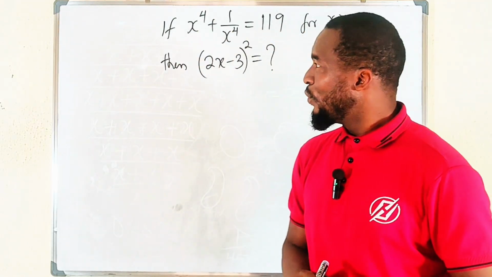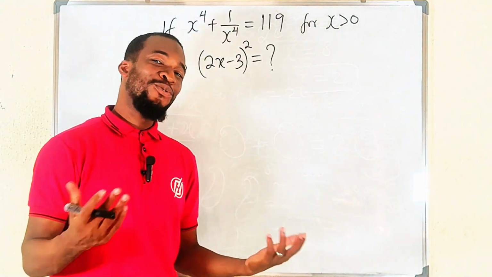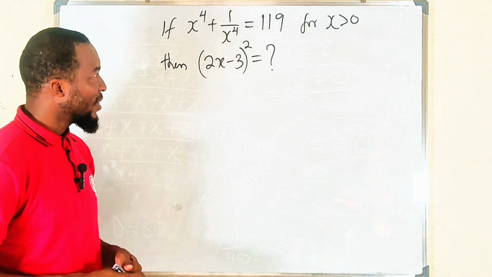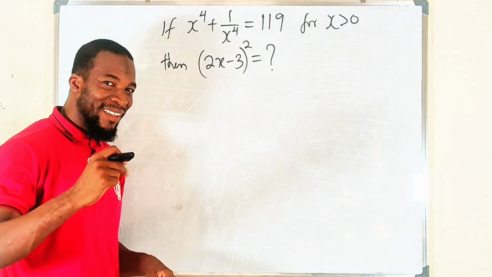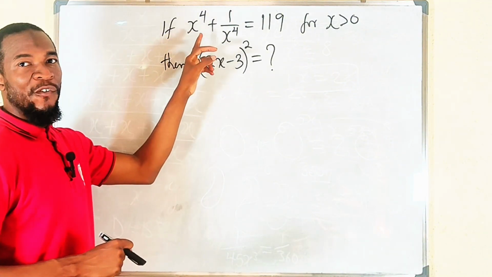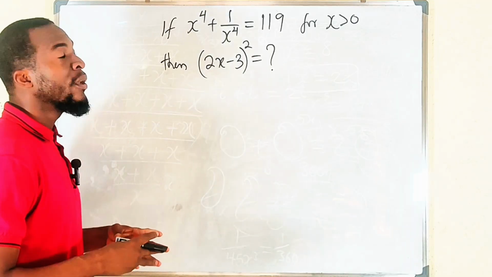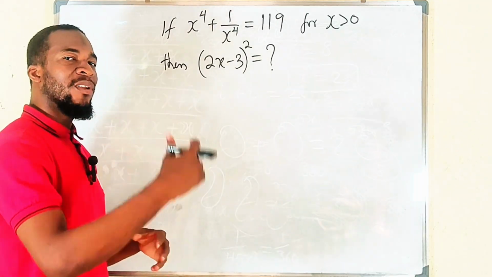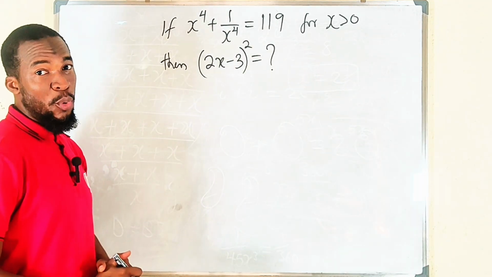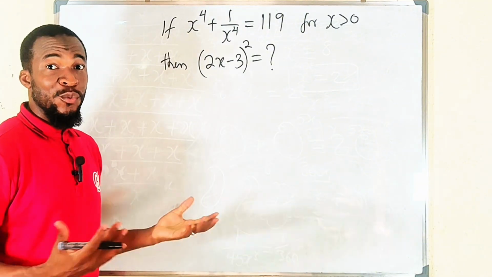Let us provide a solution to this interesting Olympiad mathematics question. As you know, I like Olympiad mathematics questions because of the critical thinking. So the question reads: if x to the power of 4 plus 1 divided by x to the power of 4 is equal to 119 for x greater than 0, which means that x is positive, then (2x minus 3) to the power of 2 is what?